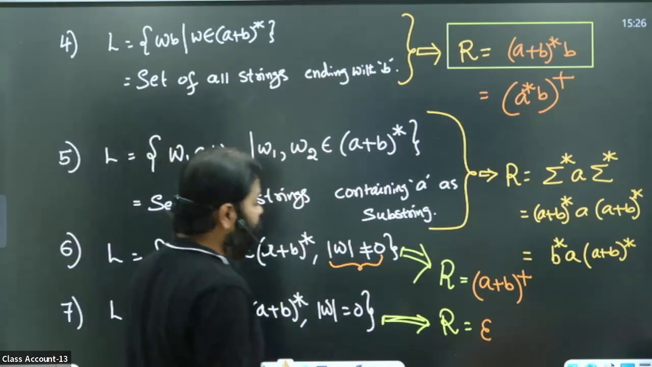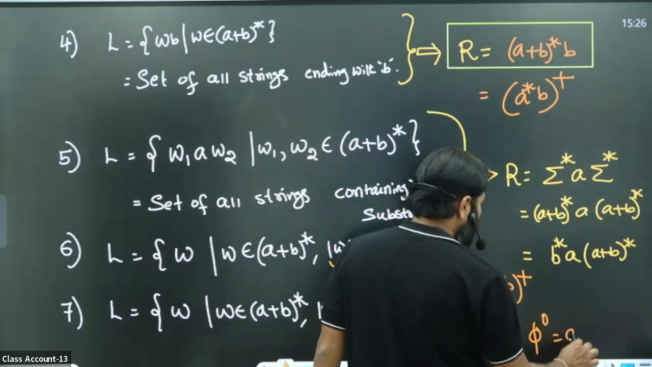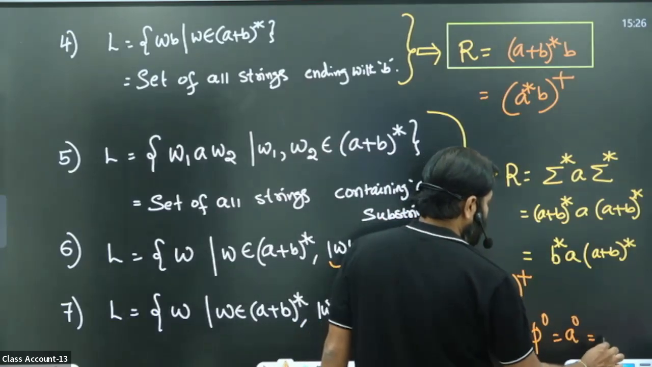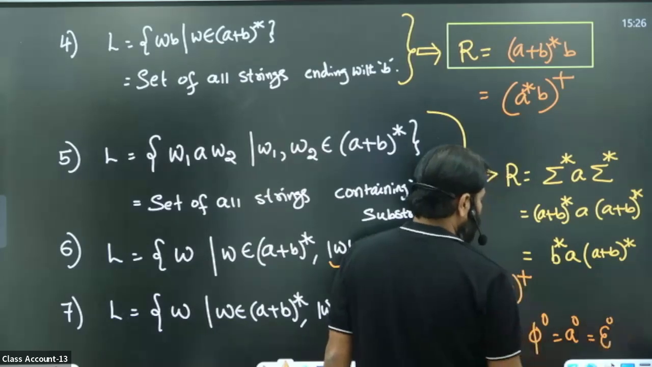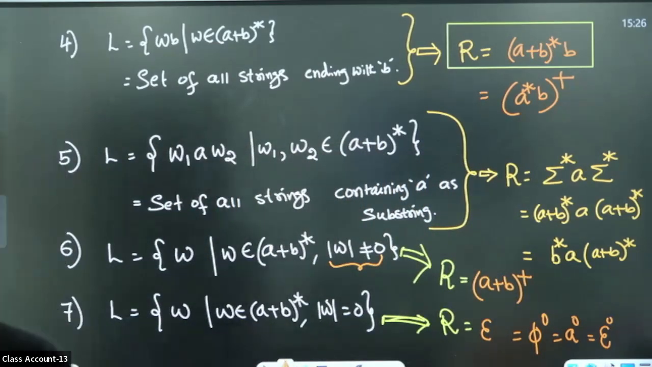Epsilon, you can write many other ways. Remember that too. You can write a power 0, you can write epsilon power 0. It is your choice. But you should generate only epsilon in the last language.